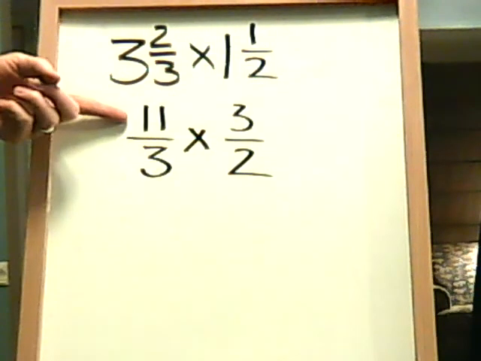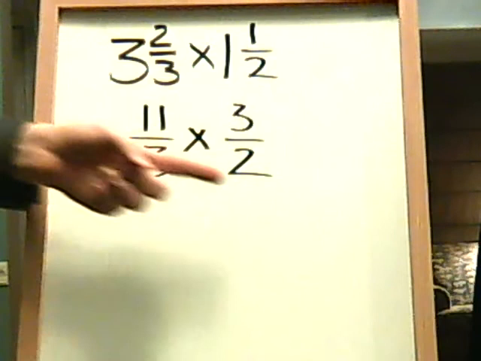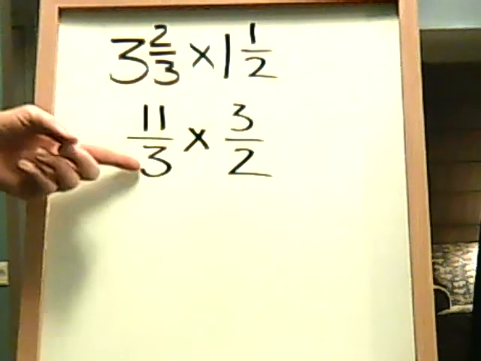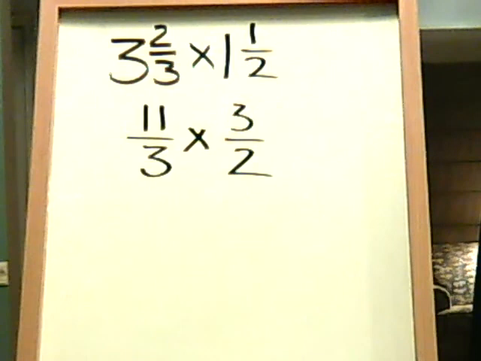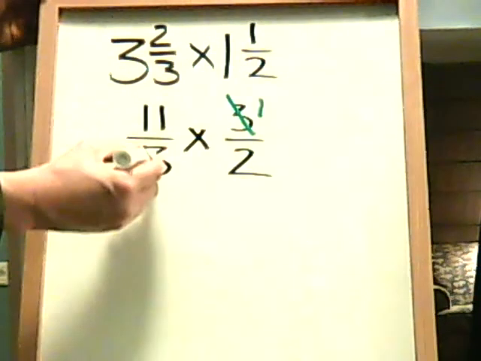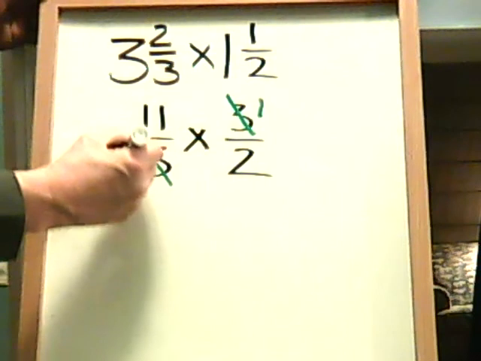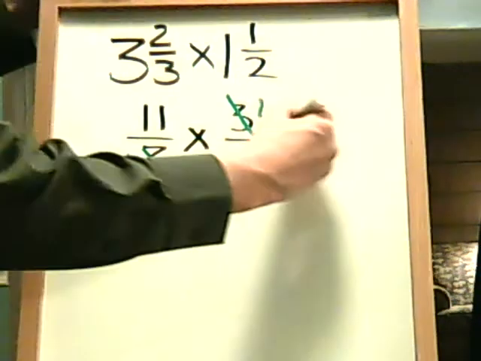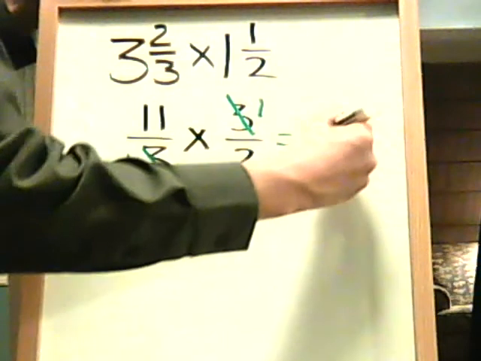11 is prime, so it doesn't have any useful factors. 2 is prime, no useful factors. 3 and 3, they of course match, so you can cancel them. How many times does 3 go into 3? Well, 1 time, so this becomes a 1. How many times does 3 go into 3? It's once. Okay, so now when we multiply, we get 11 times 1, and that is 11.